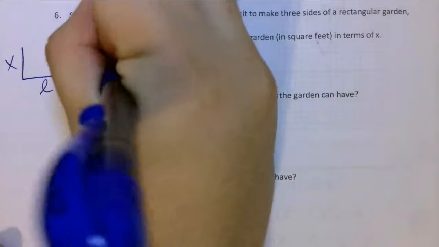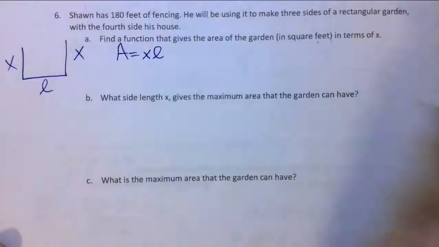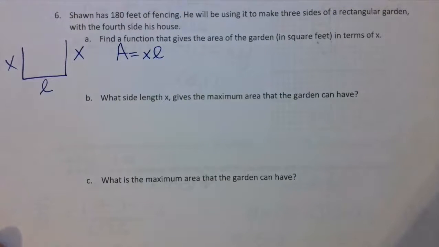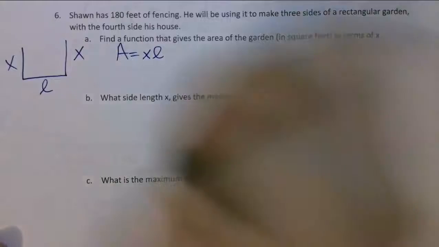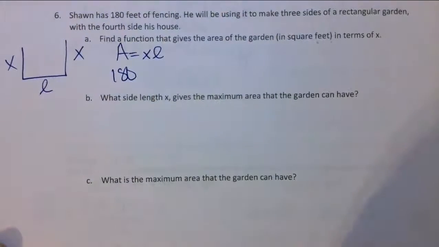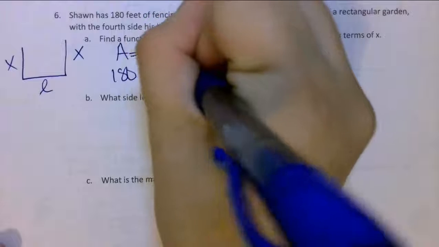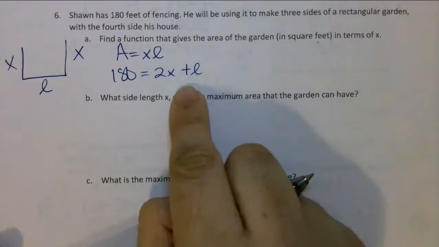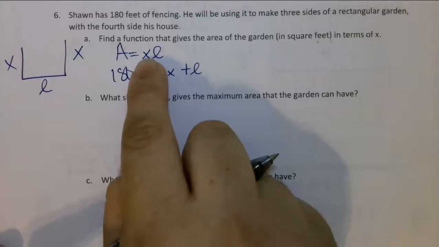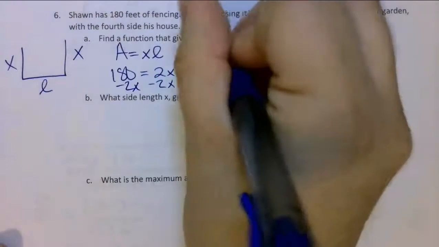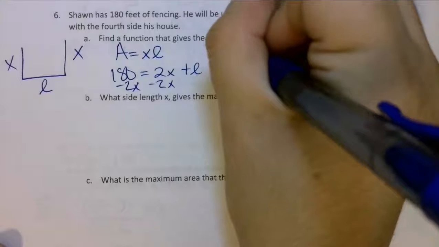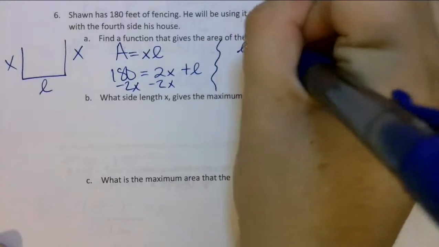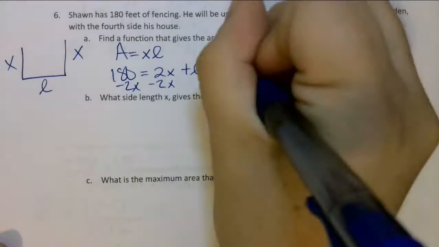So we know area is going to be length times width. In this case, width is represented by x. And then I know he has a total of 180 feet of fencing, which is 2 x's plus L. I want to solve this for L, so I can plug it in there to have only one variable in my area equation. I subtract 2x on both sides. I have L equals 180 minus 2x.